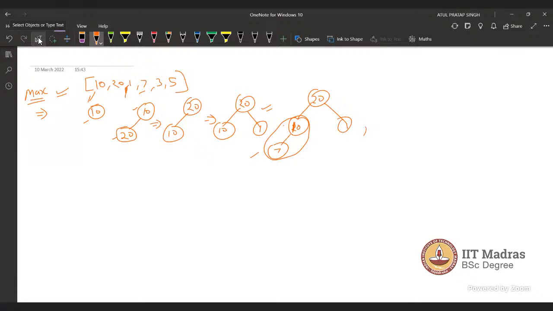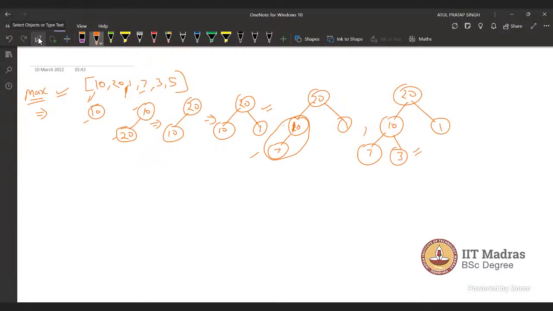We'll just add 3. So 3 will be added here, with 20, 10, 1, and 7. Now same thing: the parent of this 3 is 10, and the largest among all three is 10. So there is no change. Now we can say that this is the max heap.